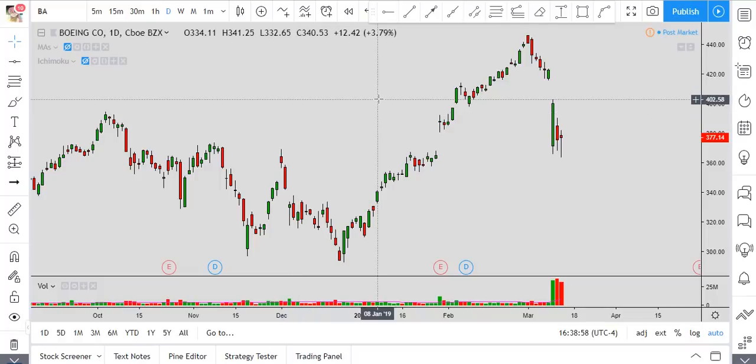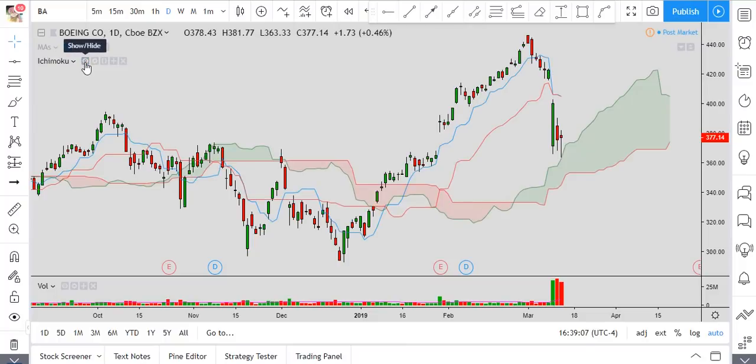This is a chart without the Ichimoku cloud on. Let's go ahead and put it on. So you can see these two lines. The blue line is the conversion line, the red line is the base line. And as you can see on today's candle, look at that beautiful cloud support. It bounced exactly right on the cloud support.